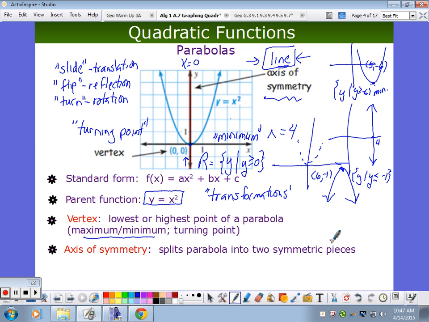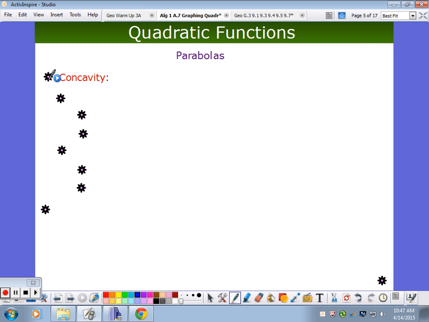So is this the minimum? There's lots of y's that are smaller. So what is this really? It's the maximum. So a vertex, it's always a turning point. Sometimes it's a minimum, and sometimes it's a maximum. So these are all little words we're going to learn here. Cool stuff. You guys are doing great.